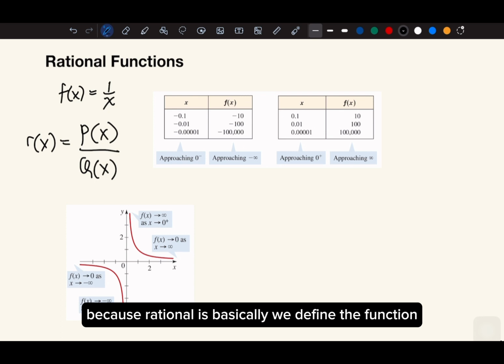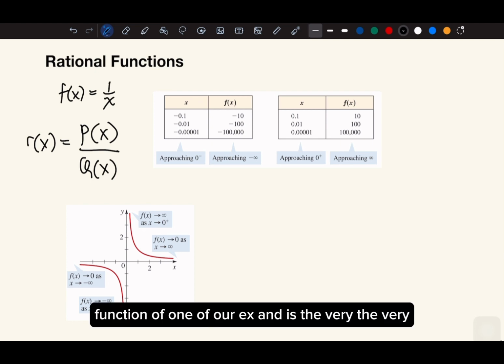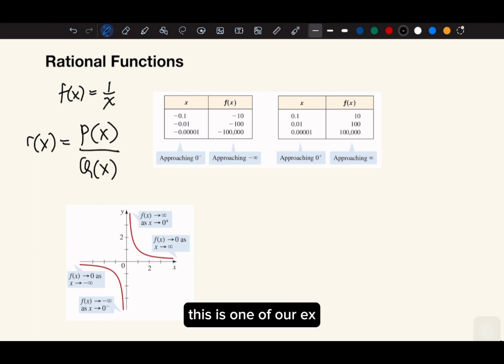Because rational is basically a function of a function of that. Now the basis for the rational function is we can see the function 1 over x, and that is the very essential one. This is 1 over x. Okay.